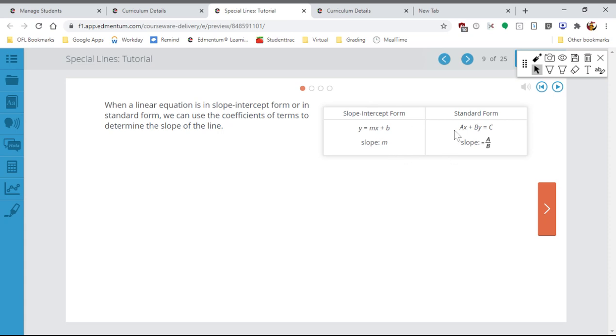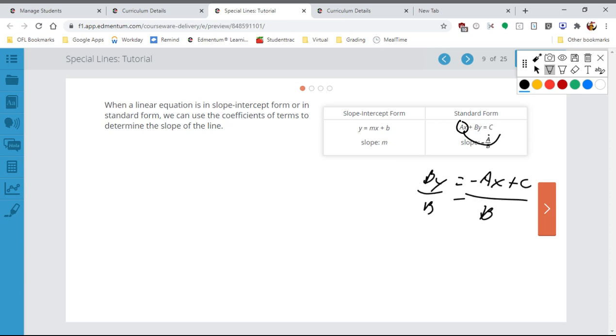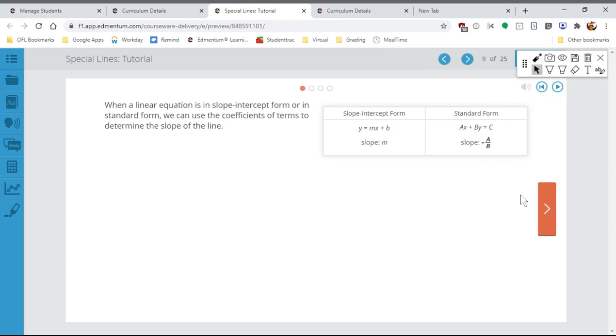So when we're doing this, what's happening here is simple. That's just our slope. For this one, in order to find our slope, we have to move over this A. So it becomes by is equal to negative ax plus c. And then we divide everything by b. So that's how we get that negative a over b.